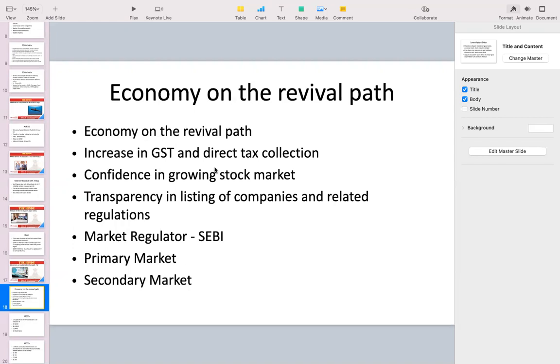We have also seen the stock market growing. So Nifty is at its all-time high as of now, and this has happened because of transparency in the listing of companies plus related regulation. So who is the regulator for the stock market? This is part of your economics. You will be reading about it in your economy classes. The financial market, plus also direct and indirect tax. See, direct tax is like income tax, which is directly at the point of earning. GST is a type of indirect tax, which you'll be paying indirectly to the government. The stock market or the financial market is a place where companies raise funds.